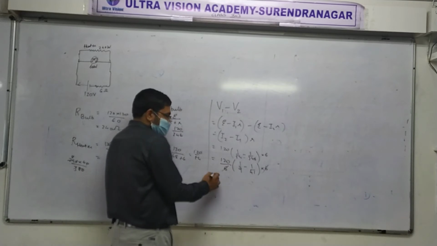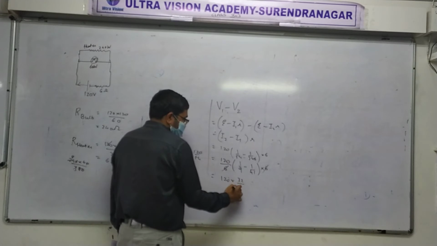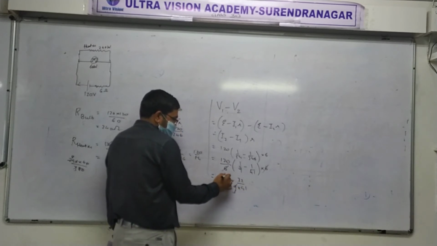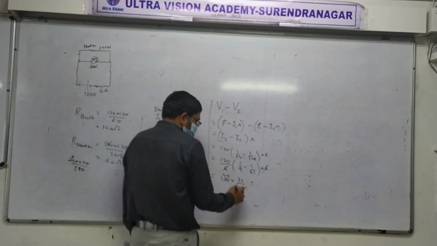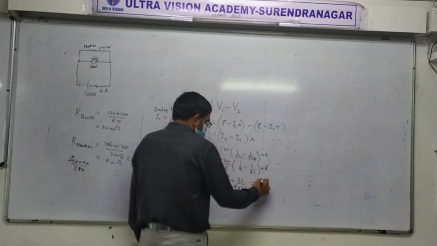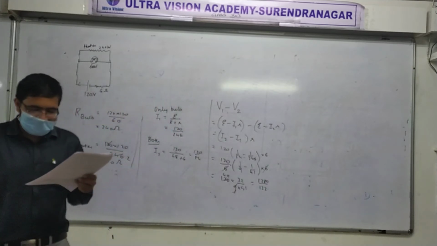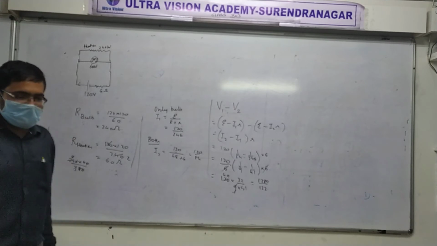Okay, over those I can do 41 minus 9, 32 upon 9 into 41. This can be divided by 3, so this is 40. So how much is this? 4 into 1, so 1280 upon 123. It comes to 10 point something; 13 is not coming. Agreed?